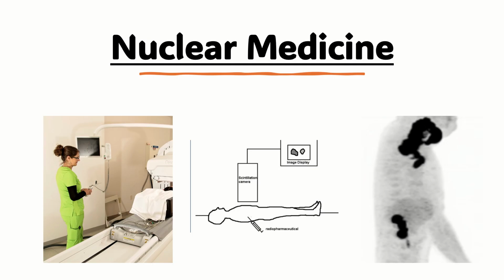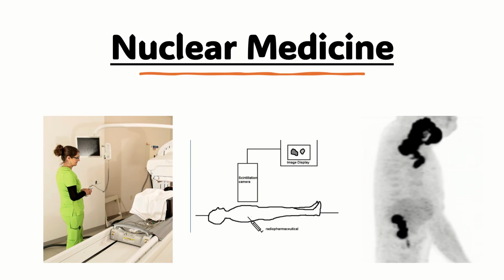On the right, you see the final diagnostic image. This shows radiotracer concentration and abnormal function in specific areas of the body, highlighting regions of metabolic activity often used to detect cancer, infection, or organ function.